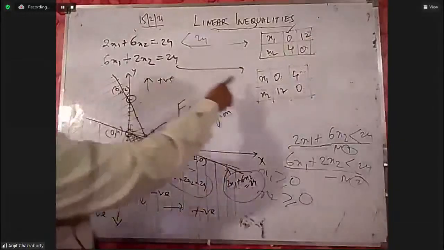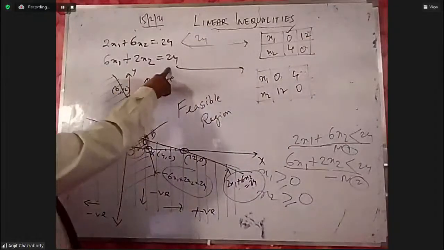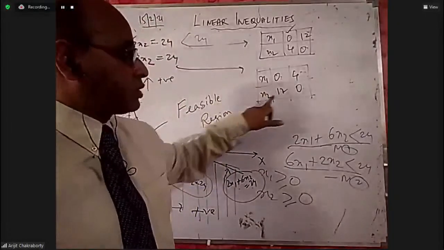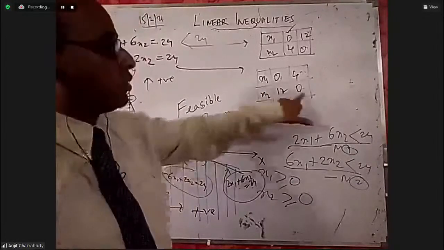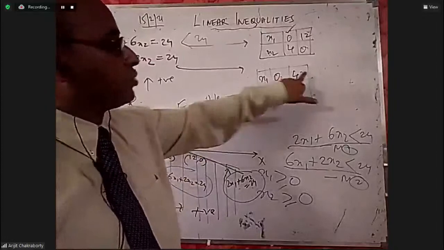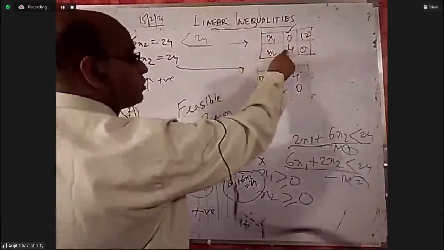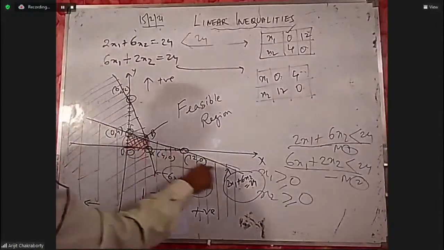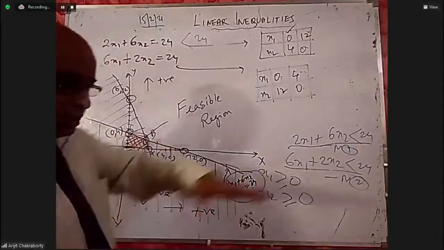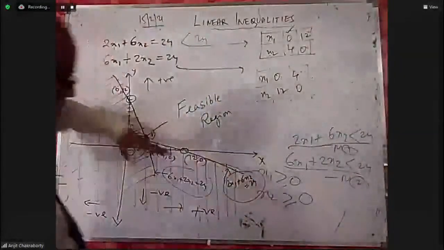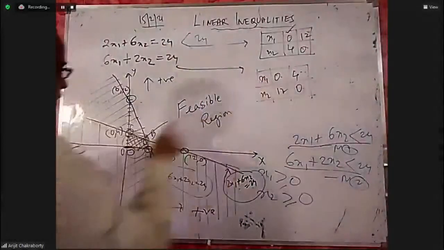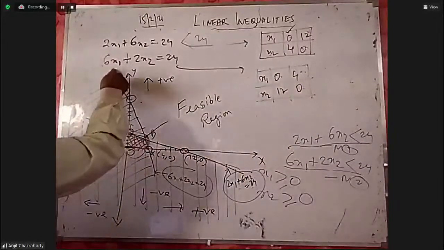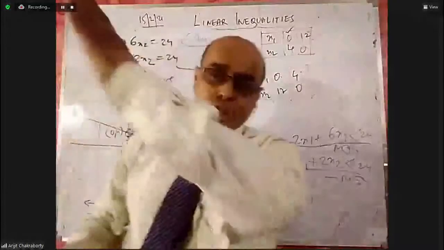Same process followed for the second equation, 6x1 plus 2x2 equal to 24. We set X1 equal to 0 and get X2 equal to 12. Then we set X2 equal to 0 and get X1 equal to 4. So I have the points 0, 4 and 12, 0, and I have drawn this line, which is the flatter line, almost flat. Then I took the next points 0, 12 and 4, 0, and I draw the second line, which is the steeper line.